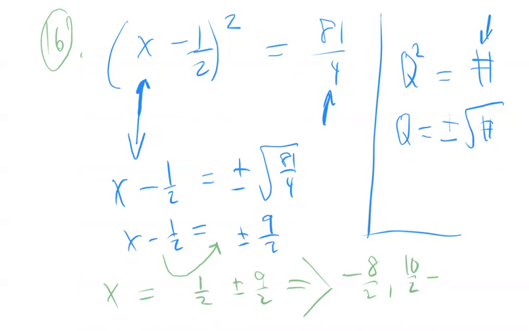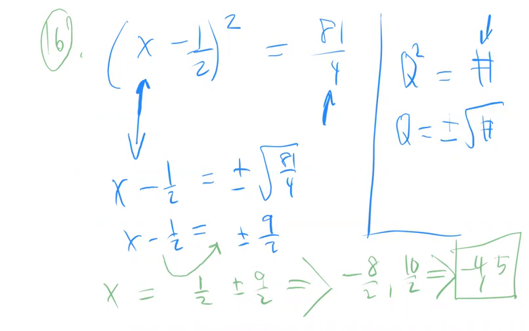And then those two answers break down. Negative 8/2 is just negative 4, and 10/2 is just 5. And remember, do not put parentheses around them, because if you put parentheses around them, that means x and y. But these answers are both x. So don't put parentheses around them. Just put those in the box with a comma between them, but don't put anything else around them. Just put a comma between them.